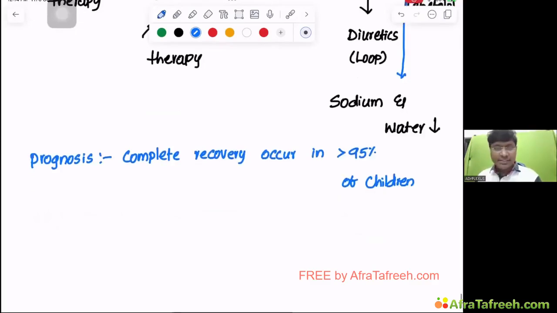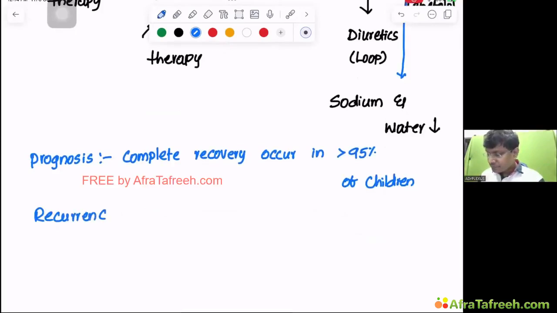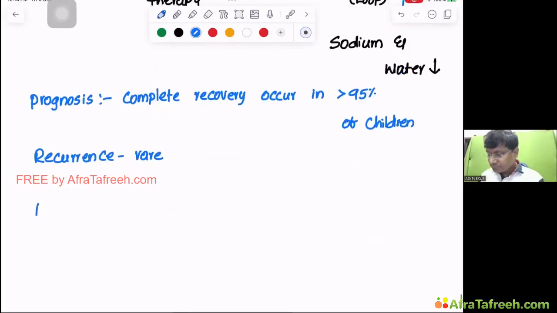Right? Complete recovery occurs in more than 95% of children. And what about the recurrence? Recurrence is rare in these patients. Right? And coming to the prevention.